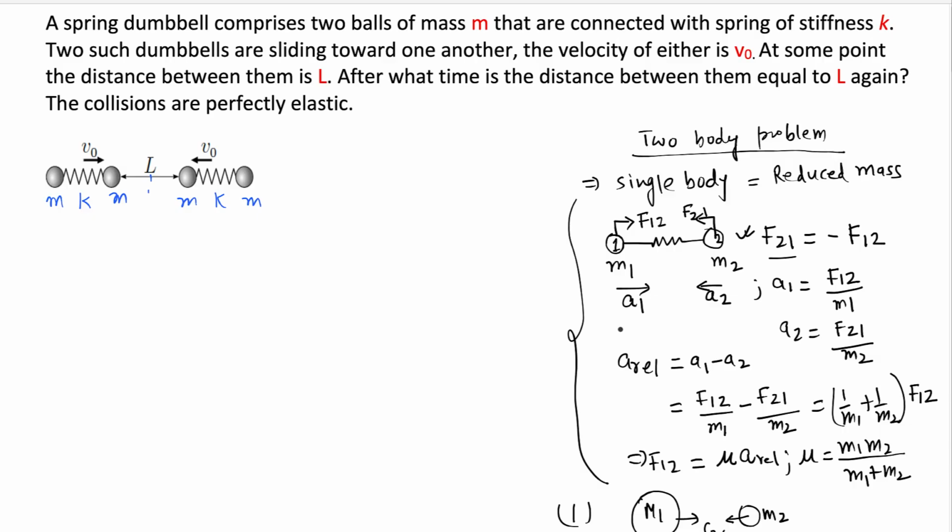Now it's a good time for you to go ahead and try out this problem. See if you can solve this, and then come back and check the solution.